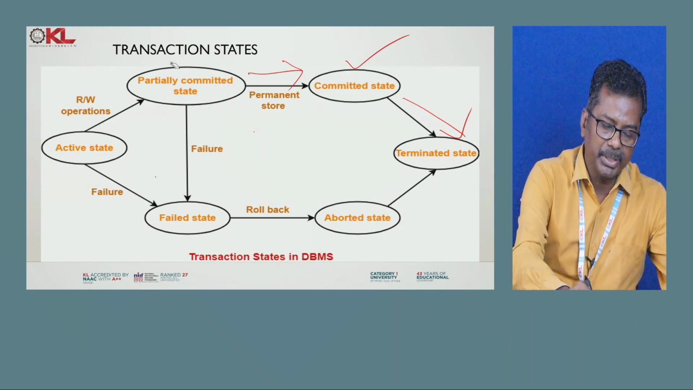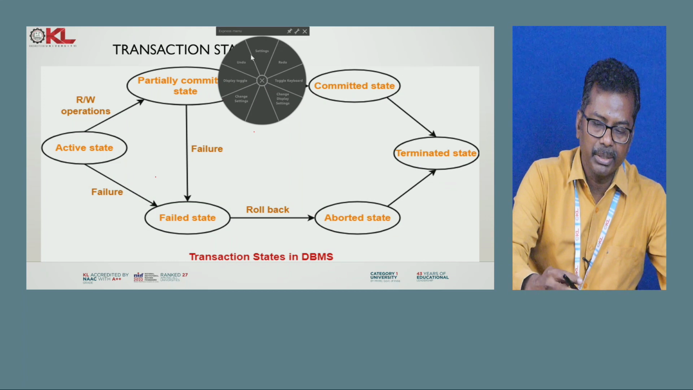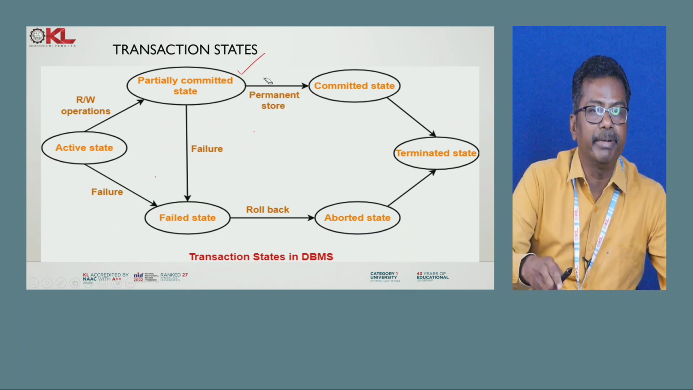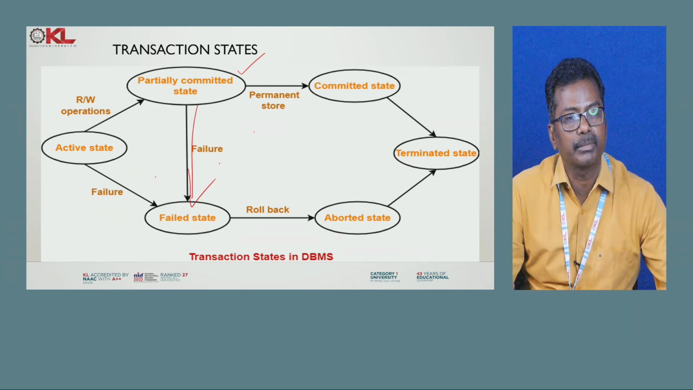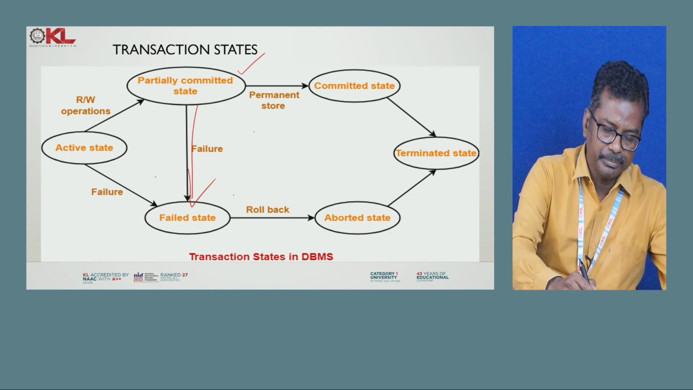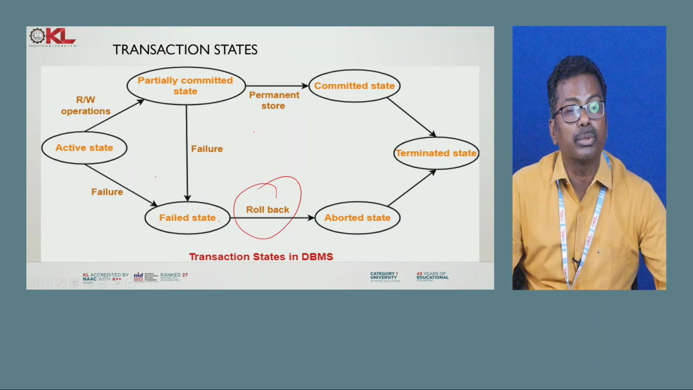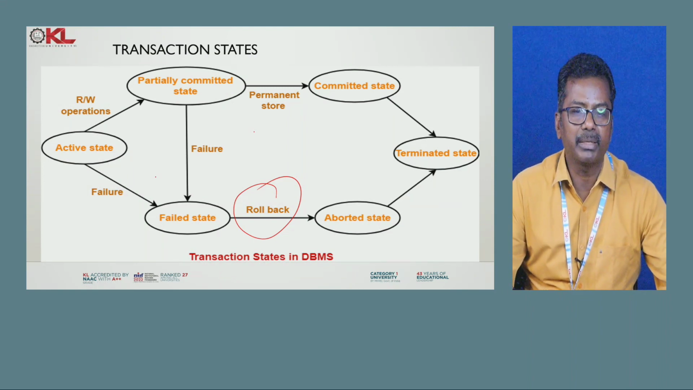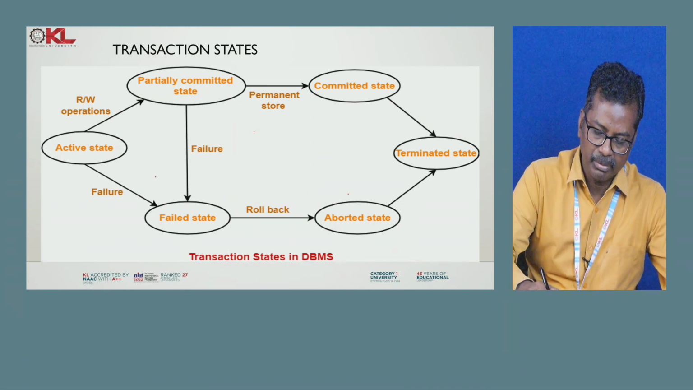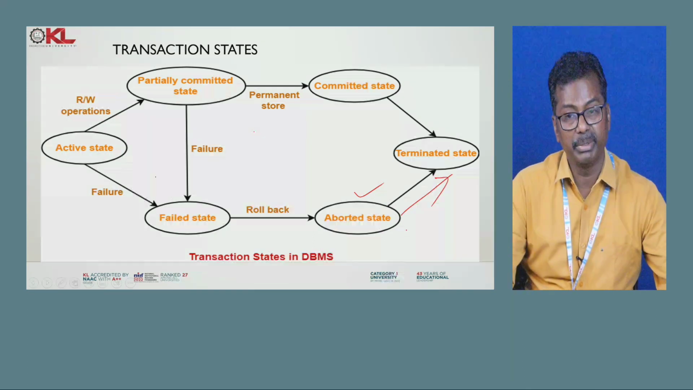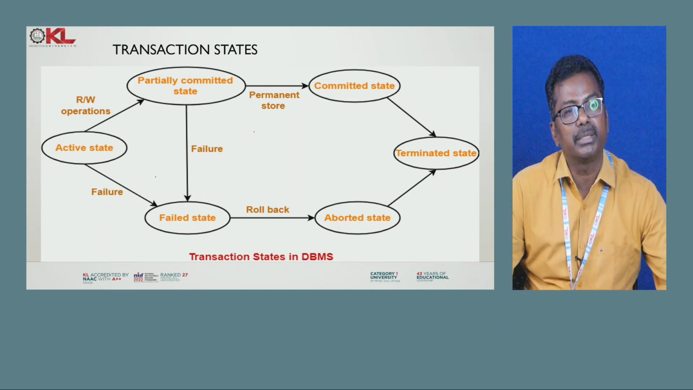Next, let us suppose that during a transaction, let us say during the partially committed state, it fails. Then the database will be moved into the failed state. Under this case, the database will be rolled back. The rollback operation will be applied on the database, and from that it will be moved into the aborted state, and from the aborted state to the terminated state. So this is the state diagram of a particular transaction.